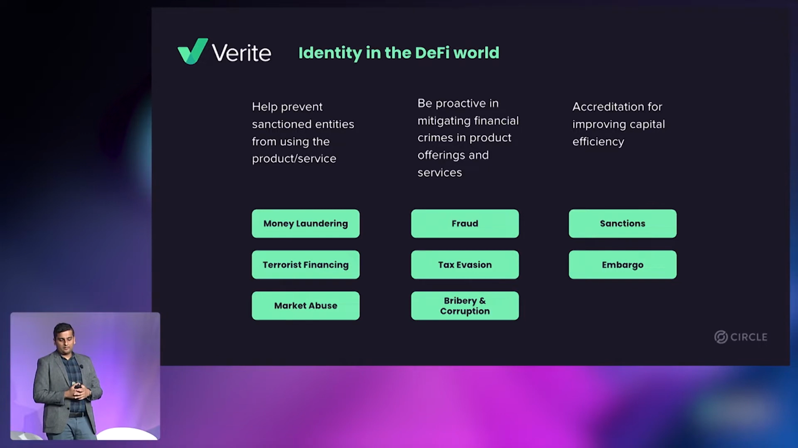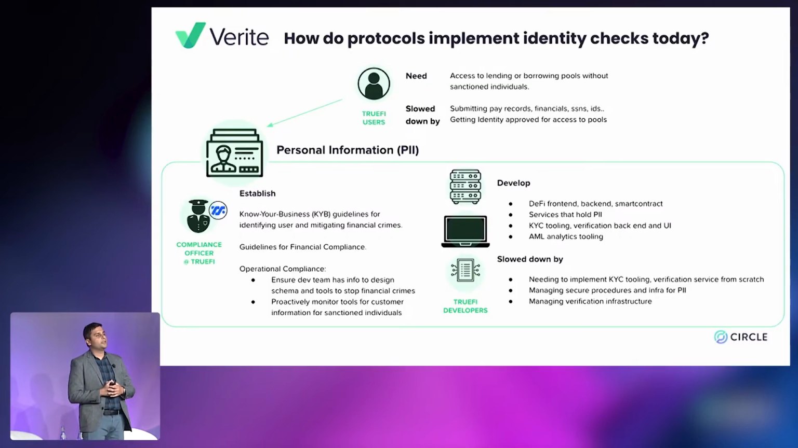So let's take a look at how DeFi builders and protocols, if you go to the next slide, build and implement identity checks today. So we have our partner TrueFi. Ben will tell you a lot more about them in a second, but at a high level, they are a lending and borrowing protocol catered towards institutions. Their customers need access to clean pools where they know the counterparty has gone through the same vetting as them and they're not exposed to any potential crimes, right?